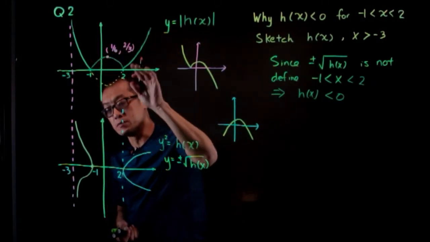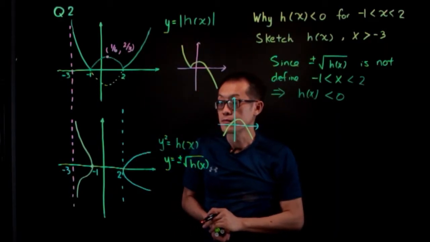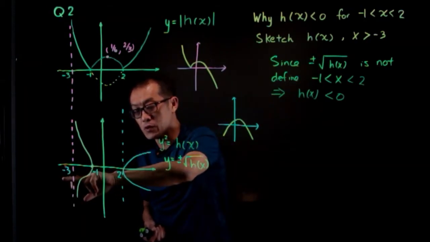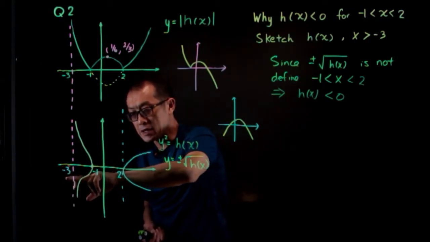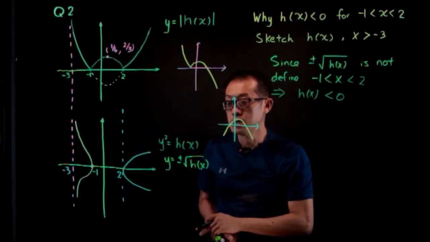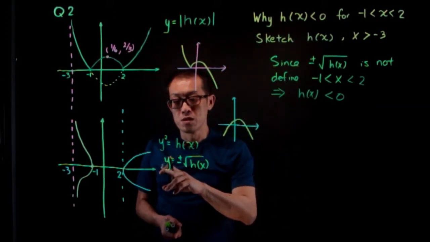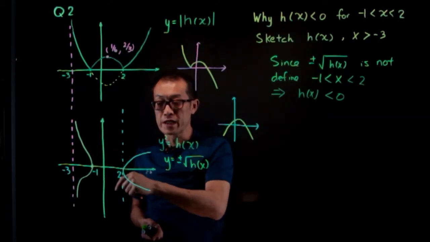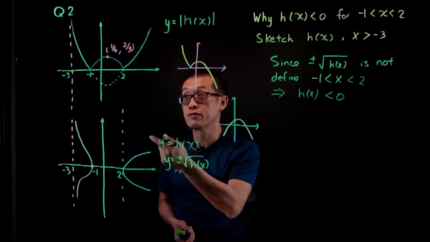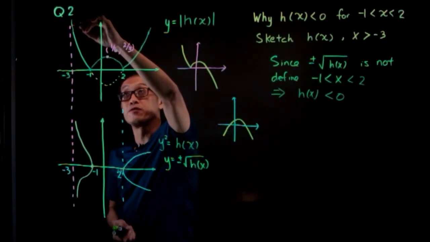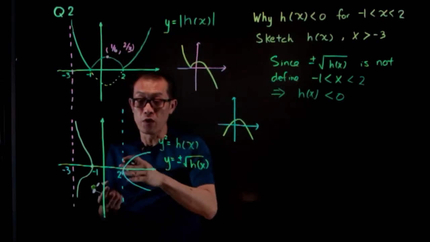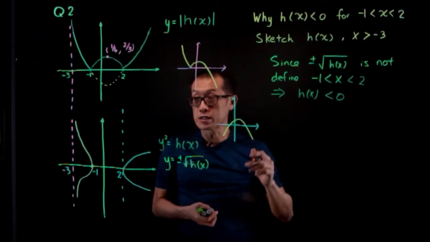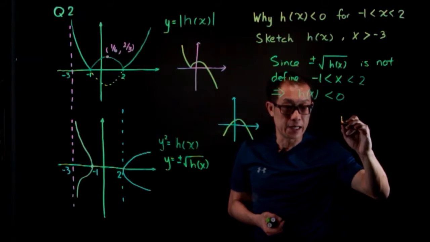How about these two portions? These two portions are defined for x values between minus 3 and minus 1. Square root h of x has two parts, a positive and negative. That means h of x must be positive, so this part of the graph stays. And likewise for x values greater than 2. So the sketch of your graph will look something like that.